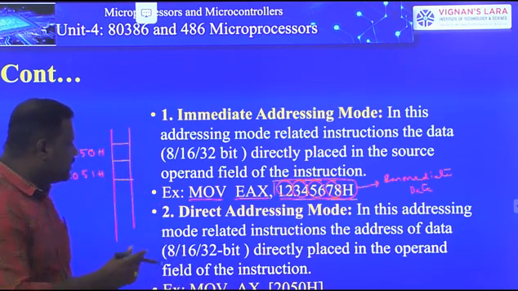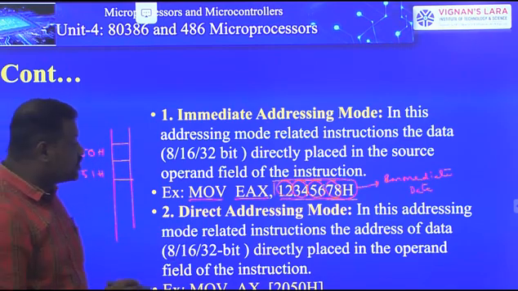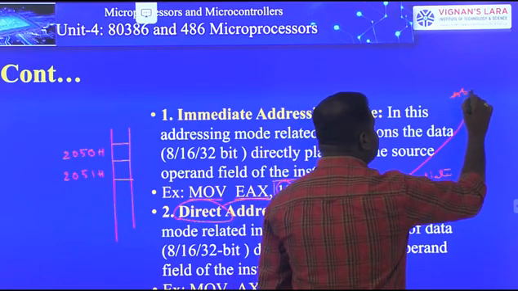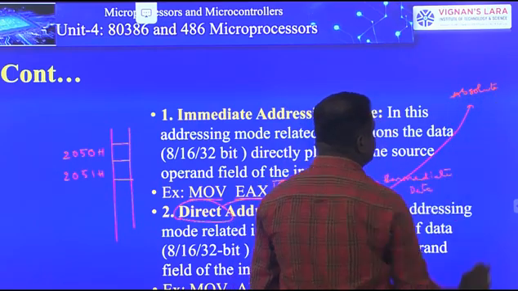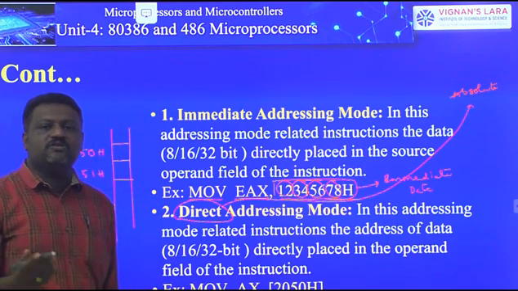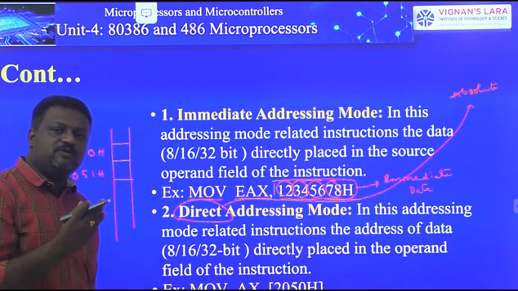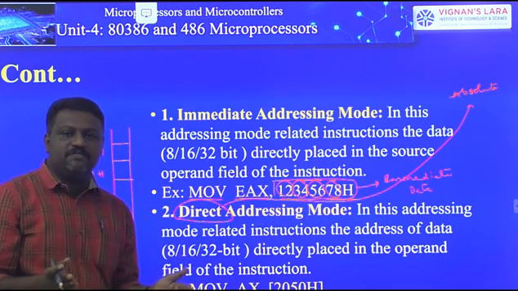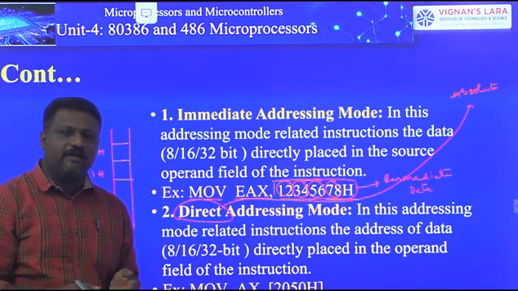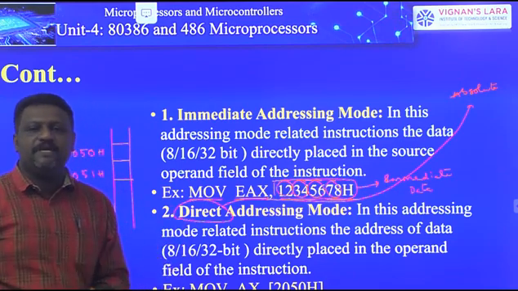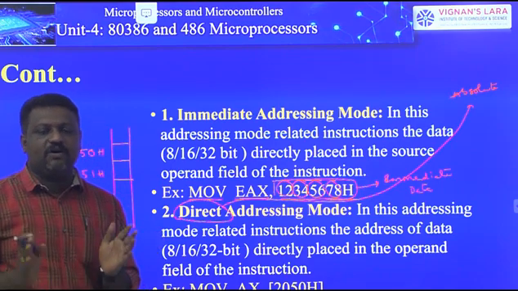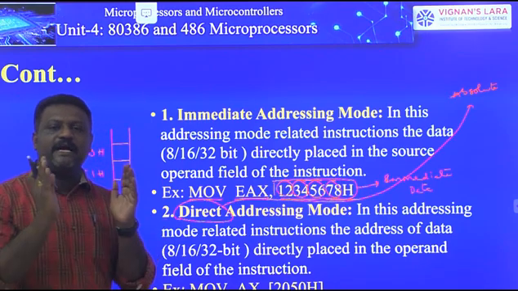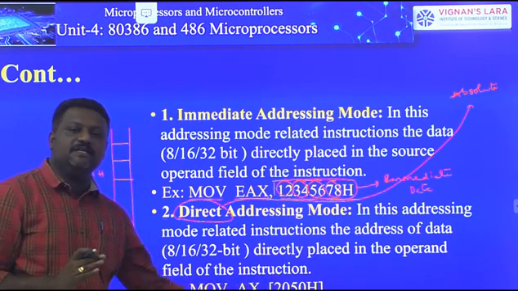And one more thing is, this direct addressing mode we can also call absolute addressing mode. You remember this. Direct addressing mode is also called absolute addressing mode. In this addressing mode, related instructions, the address of the data is represented in the instruction operand field. The data size may be either 8 bit, 16 bit, or 32 bit. So whatever the data we are accessing from the memory, that location address we represent in the instruction operand field.